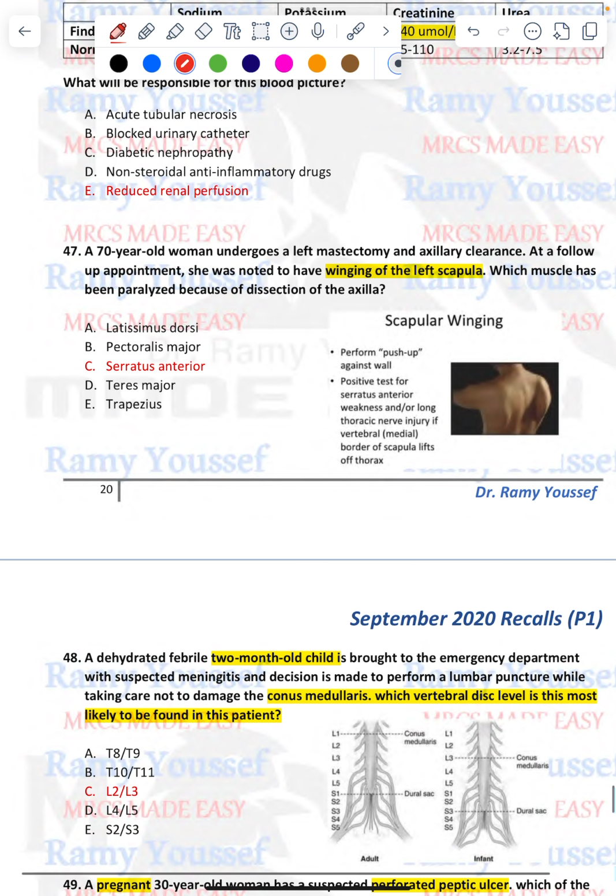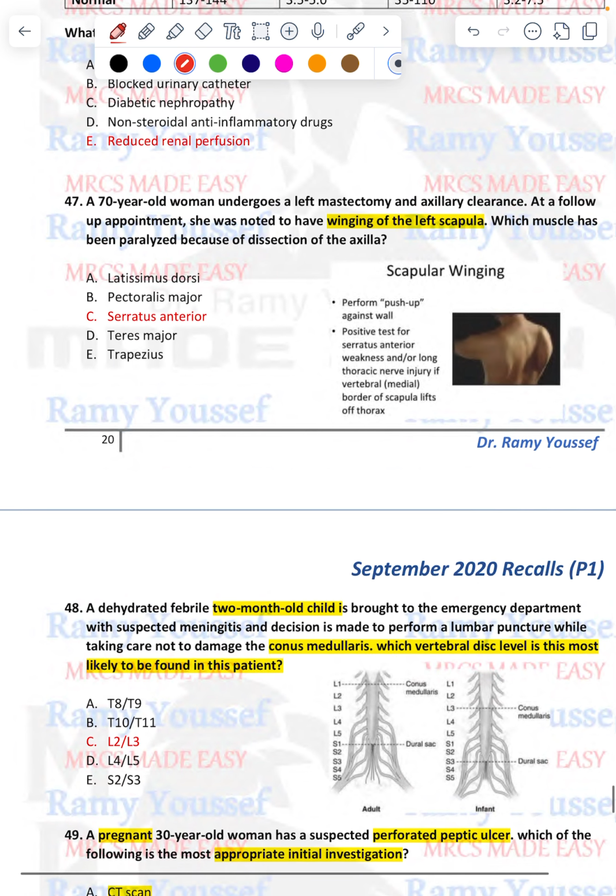Conus medullaris is at L3 in the newborn. In adults, it is shifted up to the L1 level.